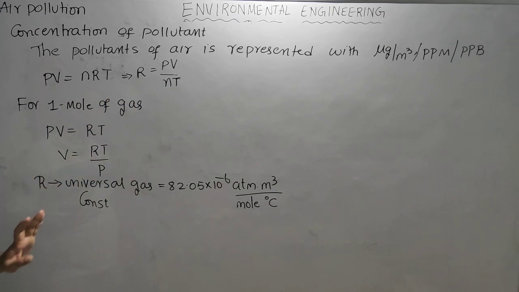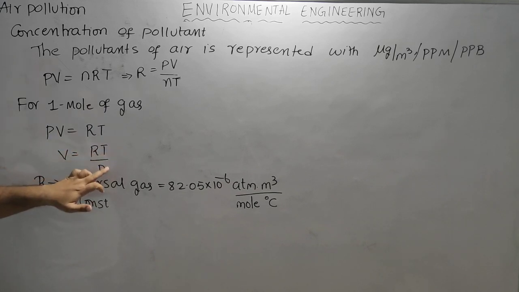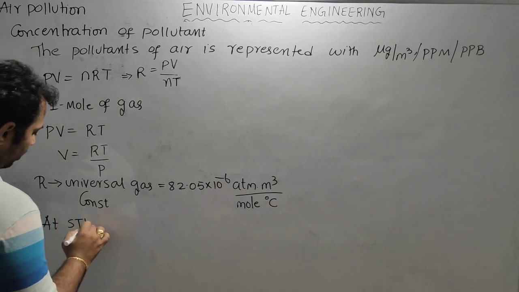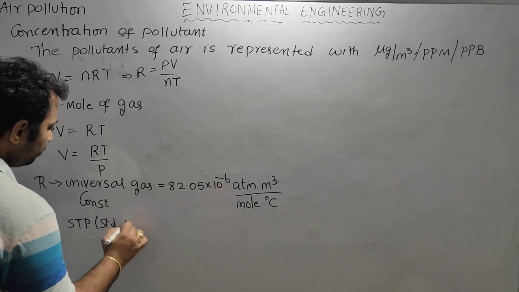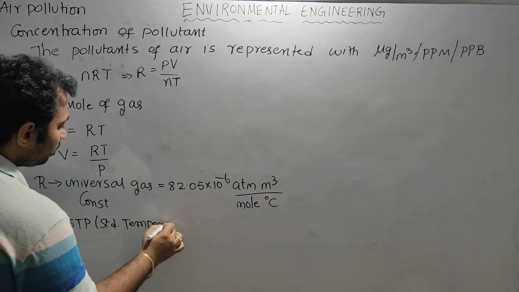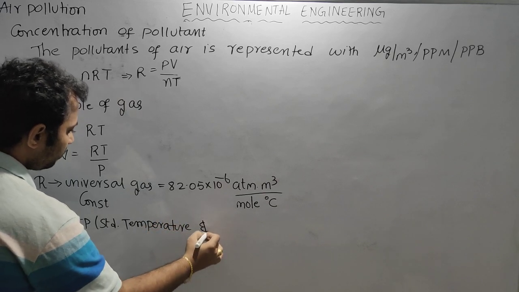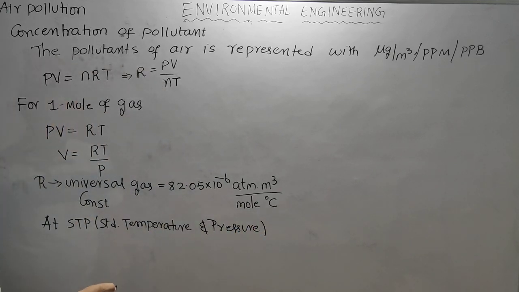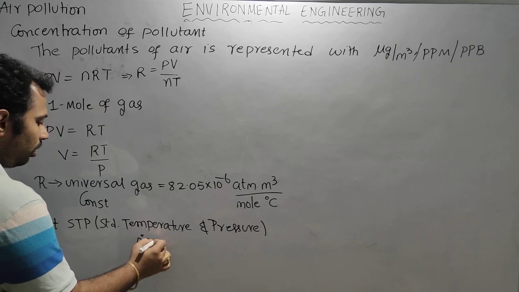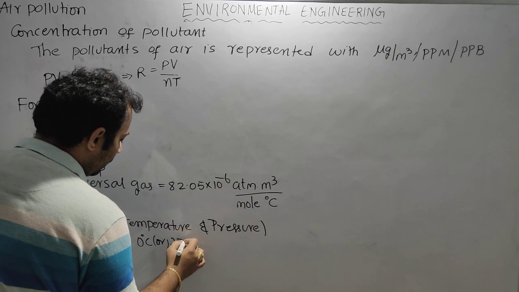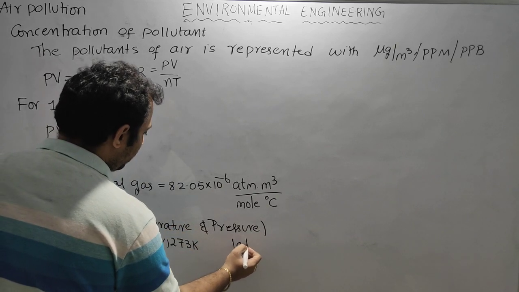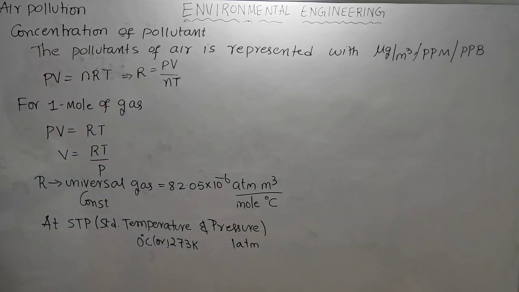Now this is a fixed value for any gas. If I fix the temperature and pressure also, I call that at standard temperature and pressure, at STP. Standard temperature is 0 degrees centigrade or 273 Kelvin. Standard pressure is 1 atmospheric pressure, that is natural pressure.